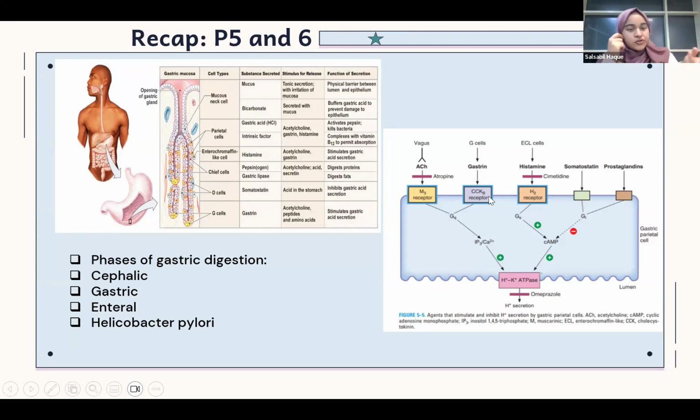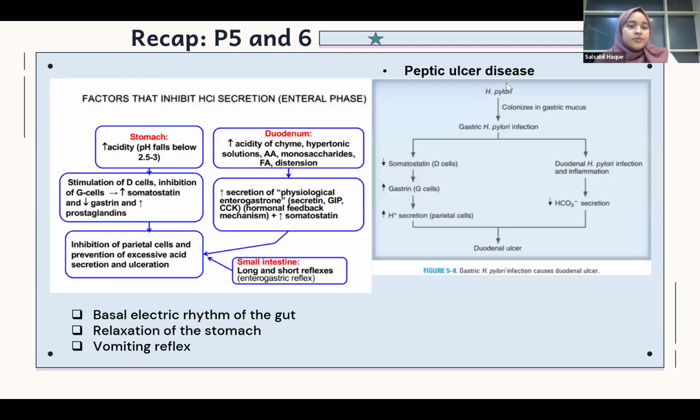All right, so I hope this makes sense, a bit more, since these are two lectures. So there are some factors which inhibit HCl secretion, some factors which do not inhibit. In the stomach, if you have an increase in acidity, you will have an increase in somatostatin and a decrease in gastrin, which makes sense because you want to decrease the acidity now, which will inhibit the parietal cells. And this will decrease the acid production.